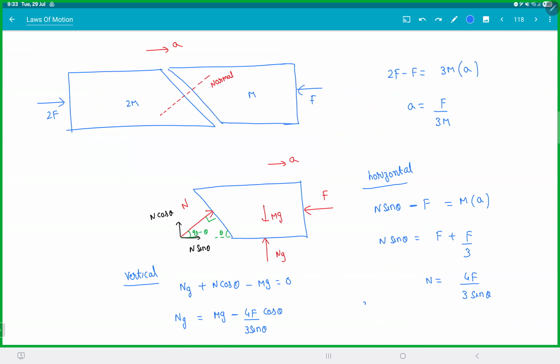Clear? Take a break, come back by 9:38. Any doubts so far, please ask me. Anything not yet clear, not convinced with something here? FBD, equations, resolving forces, components. Chalo, come back in 5 minutes then.